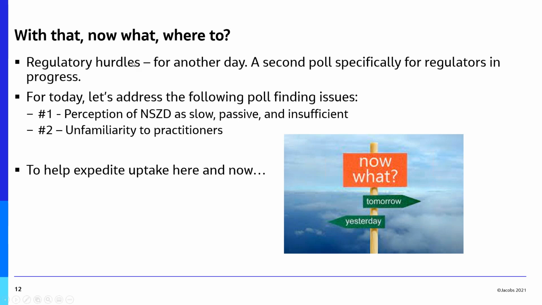So that's where we're at with NSED. It's interesting and nice to have the poll to back up the hypothesis. But for the next part of this presentation, I really want to focus on those misperceptions. The regulatory hurdles, that's for another day. What we've got in our poll here is a poll of practitioners. So if the practitioners have a perception of slow or inadequate remediation rates or unfamiliarity, let's tackle that today. The regulatory uptake piece is for another poll, and we'll figure that out for the next talk.